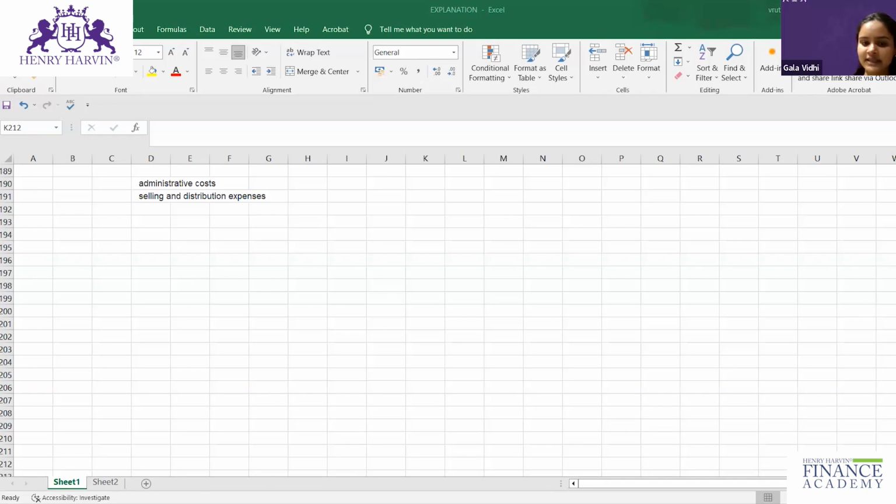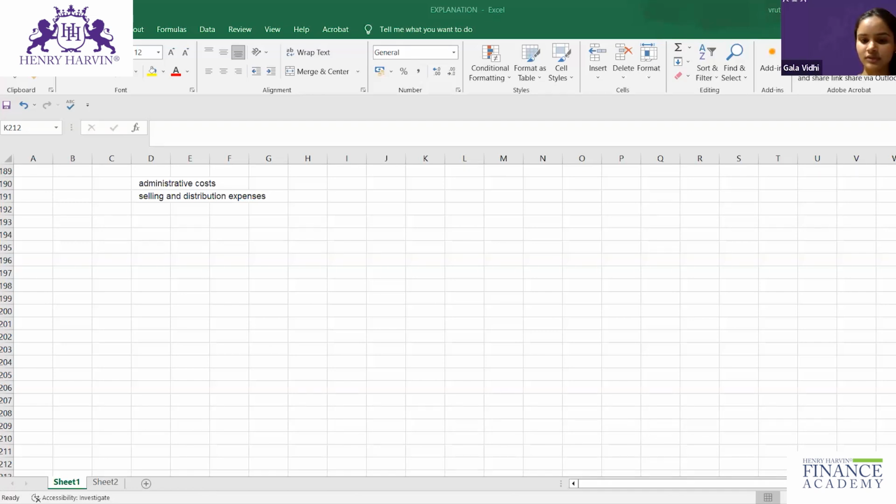Then second is selling cost. Selling cost will include all the costs generally involved in promoting your sales and retaining your customers. As you can see, it is selling cost. So basically, all the costs involved in promotion of your sales and retaining of your customers will go under your selling cost. What can be the example of selling cost?